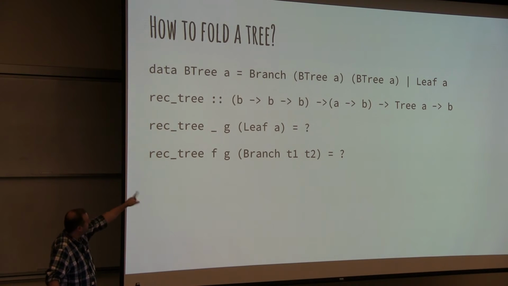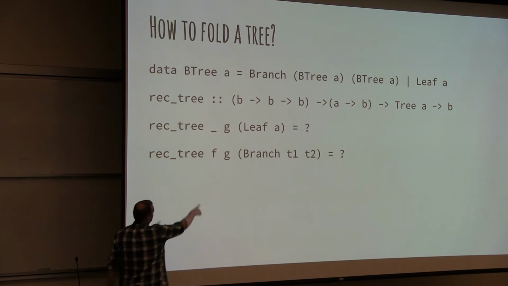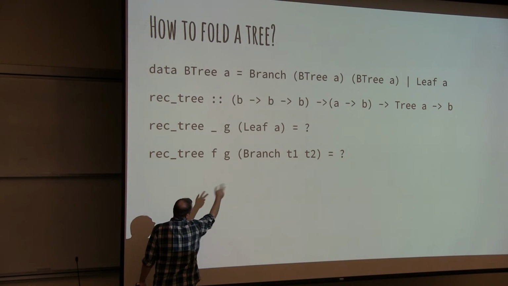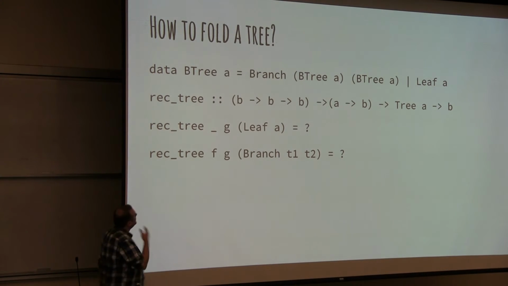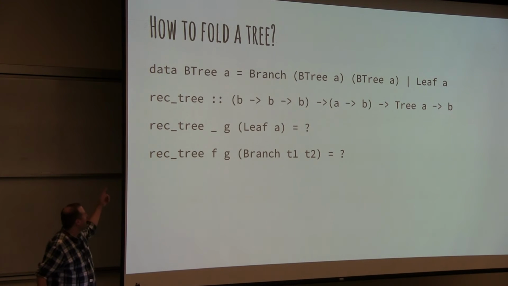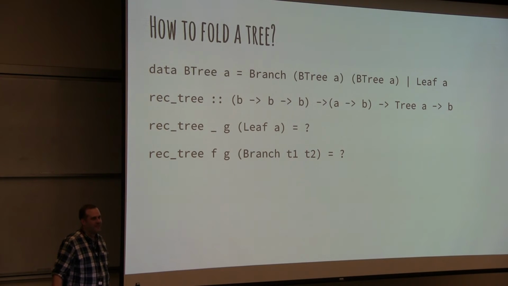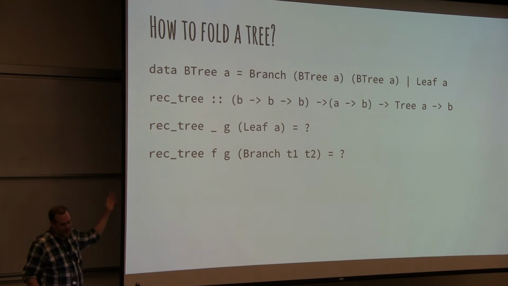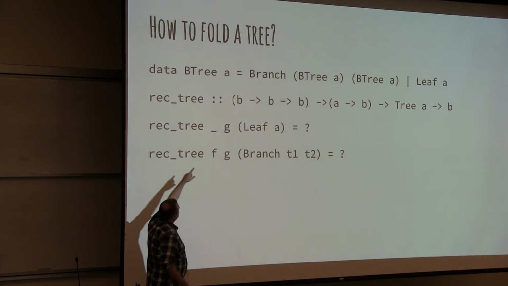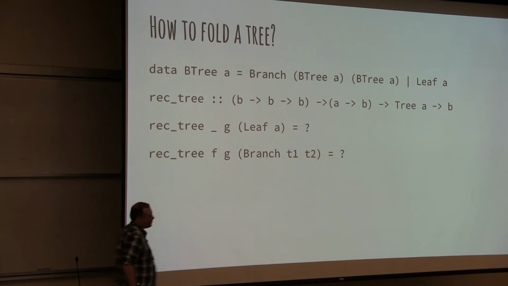And let's call the second value, the second function, G, and the first function that combines two branches F. What should I put in the first line, in the recursive tree? Sure. Basically, that's why I put the underscore, because the only thing we can do on this side is just get the A and apply G.